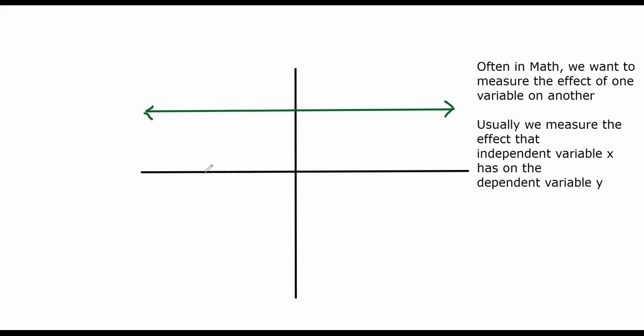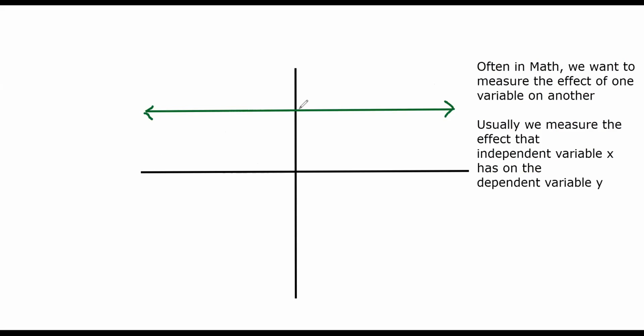What we like to do is we like to change x. In other words, we like to move along the x-axis and see what happens to y as a result of our changing x. But with a horizontal line, as I increase x, what is the value of y doing? It's staying the same. That's exactly right.